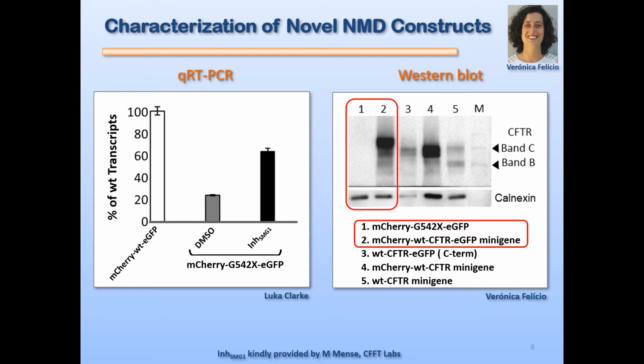The other 3 lanes, 3, 4, and 5, are actually different constructs of the wild-type protein, either only with the GFP tag in lane 3 or at the C terminus, or just the mCherry tag at the N terminus, or without any tag in lane 5. And M stands for the molecular mass markers.